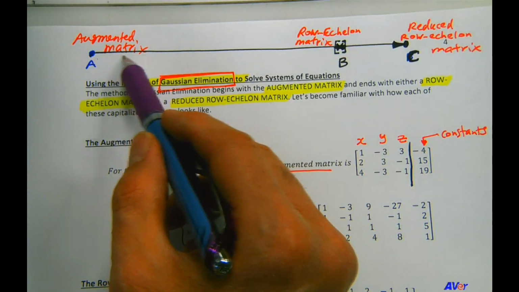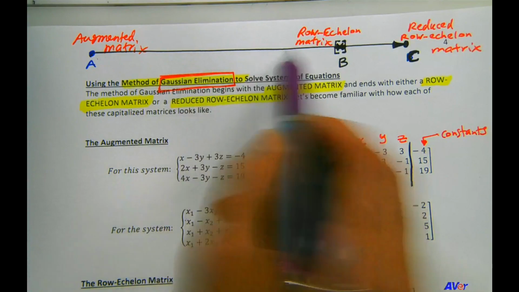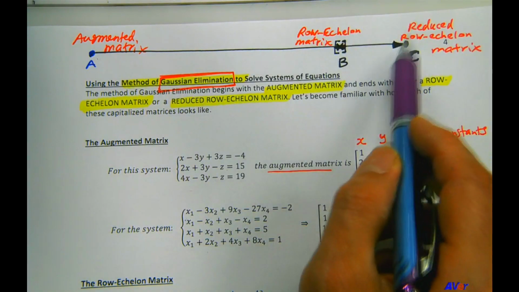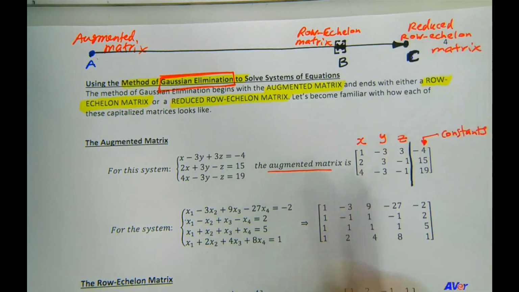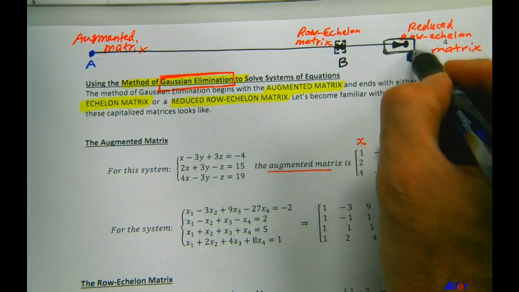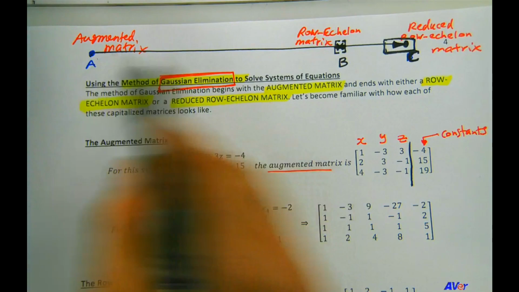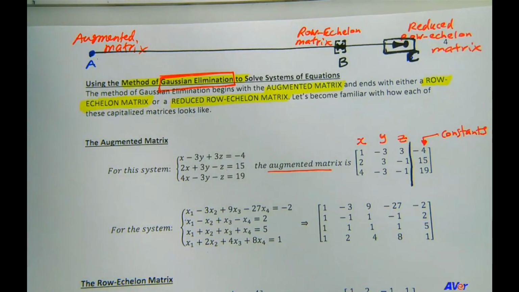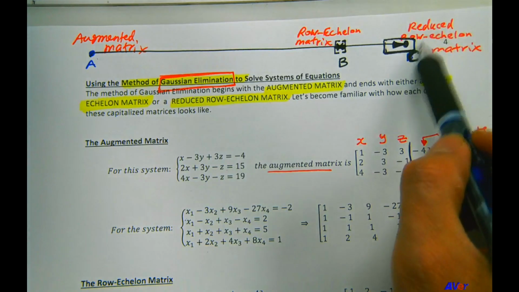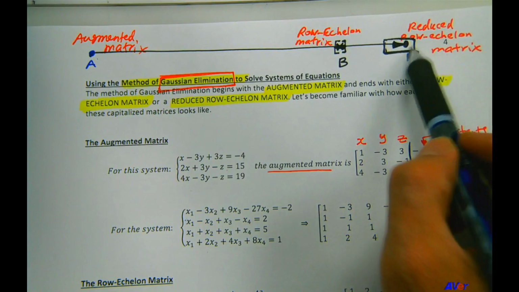Then the method of Gaussian elimination, which we will talk about in detail, takes you through this journey, for which I use the analogy of riding a bus. It takes you through this journey to one of two destinations. Your ultimate goal is to get to this point C. This is the final destination. You can ride the bus all the way to C, the final solution or final matrix, which is called the reduced row echelon matrix.